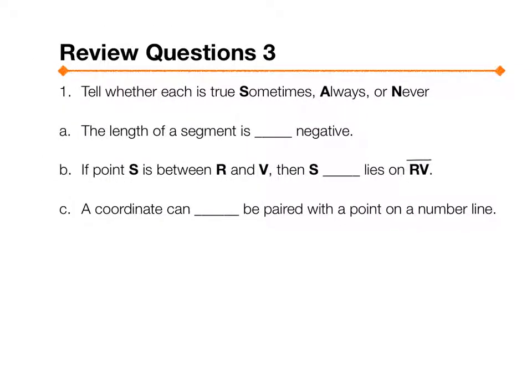So the length of a segment is always, sometimes, or never negative. A segment can never be negative. If point S is between R and V, then S lies on RV. This is the one that we just did on the slide before. So if we have R and V, and S is between them, then it's talking about S on the line RV, on the segment RV. So then S always has to be on RV.